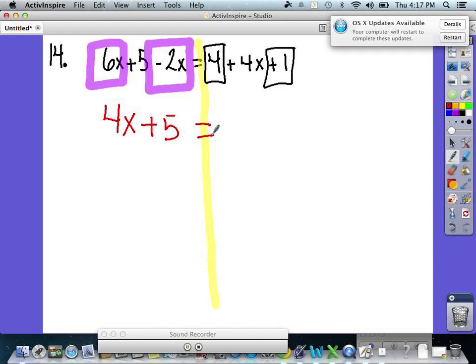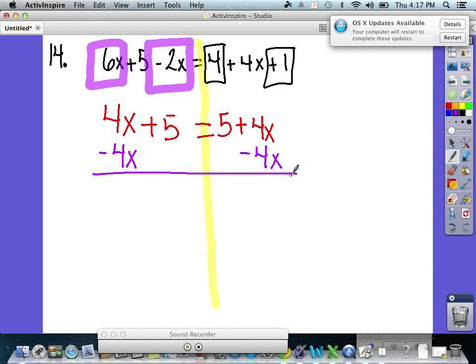Yeah, don't forget your equal sign. 4 plus 1 will give us 5. We're going to bring what we have remaining, which is our 4x. Now we need to get all of our variables on one side. So I'm going to subtract 4x from both sides. Ooh, look what we have here. There's a plus, there's a minus. That's going to cancel out.